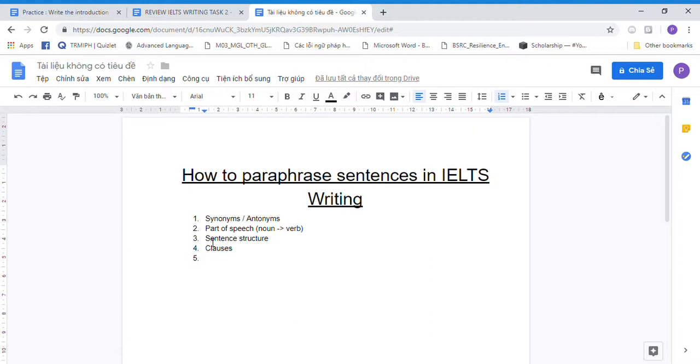There are also other ways to paraphrase, like to change from active to passive voice, or from passive to active voice. But I don't recommend using this type of paraphrase technique in the IELTS writing test. And that's it. So I'll give some examples for each type.